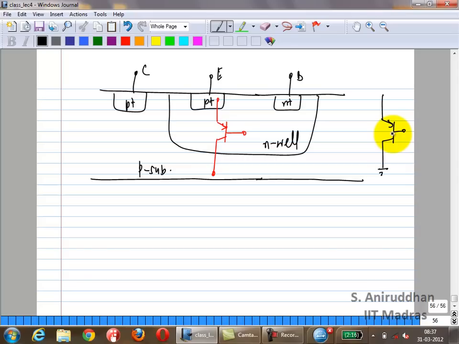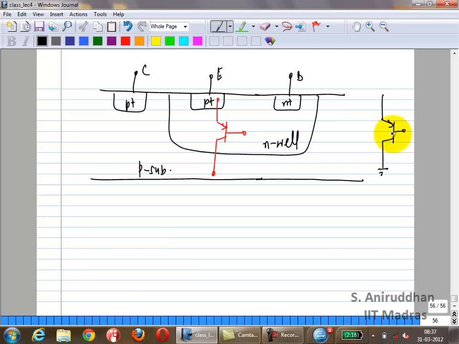How do you do it? You can't have a double well. Exactly. So double well is not a common thing. Single well is common. Double well is not common at all. I thought I mentioned this in class. So the most common is P substrate with an N well. You can also have an N substrate with a P well. A double well would mean an extra mask, and not just a single one.